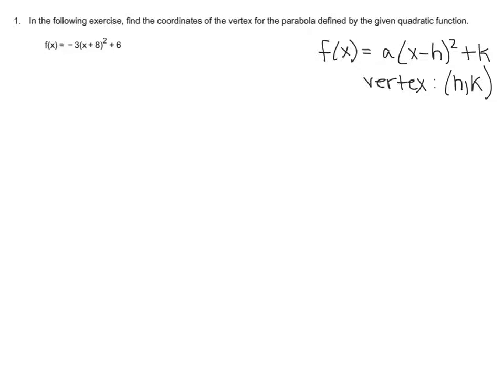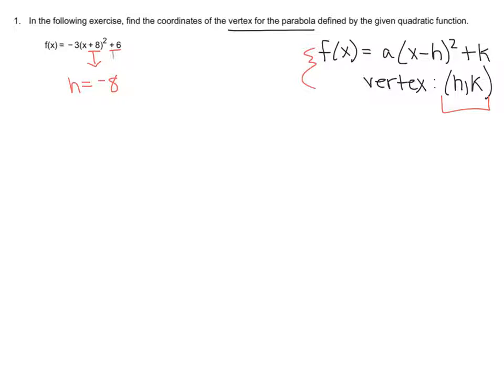For the first question, we're given a quadratic function and we're asked to find the vertex of the parabola. This function is in standard form. And the vertex, when a function is written in standard form, is (h, k). So to find (h, k), we're going to take the opposite sign of the number within parentheses. And this corresponds to h. So h equals -8.